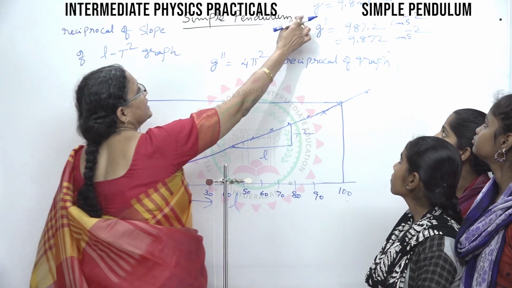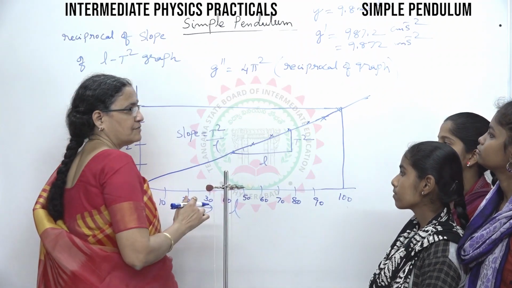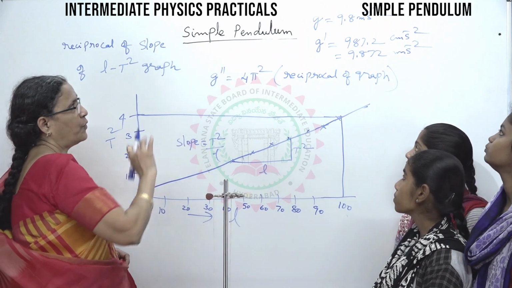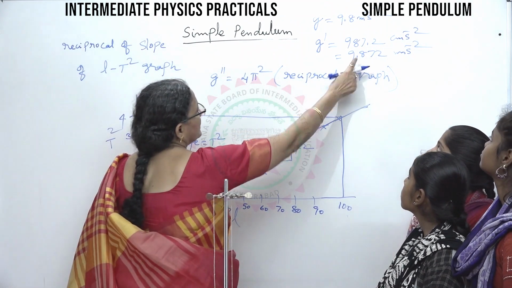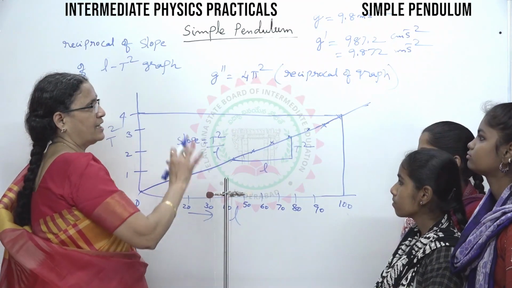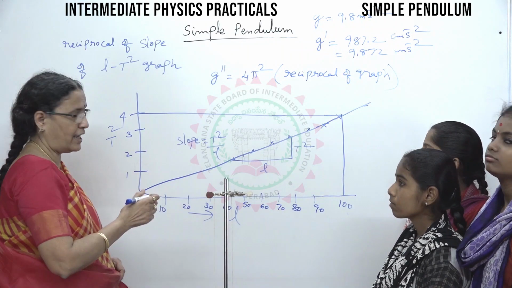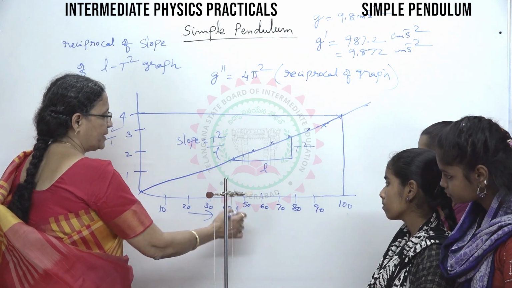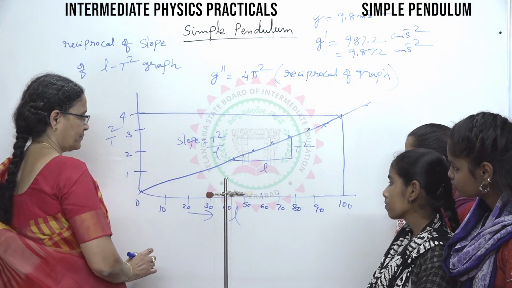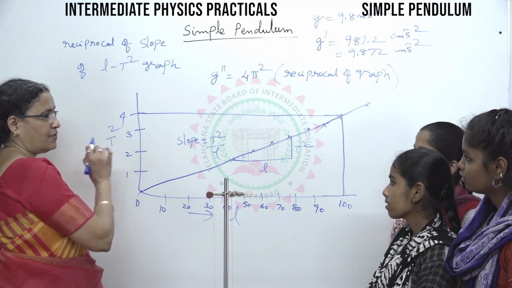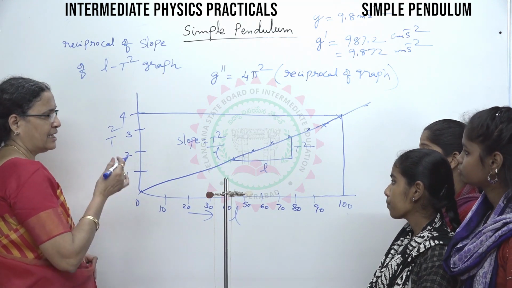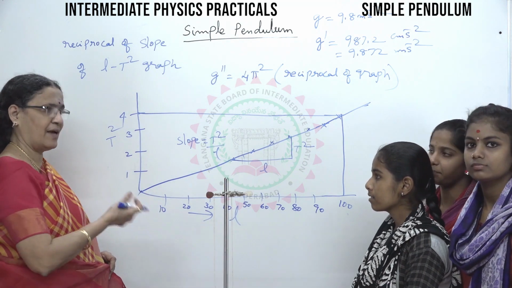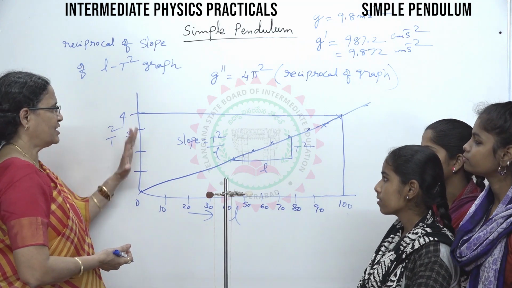And what is G? G is the actual value. We thought the standard value is 9.8. We got 9.872. Okay, we are near to it. Now we have to draw a graph by taking L in centimeters on the x-axis and T² on the y-axis. See, in different manuals, they give the values differently. But I take this way.